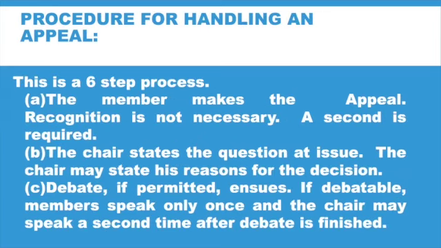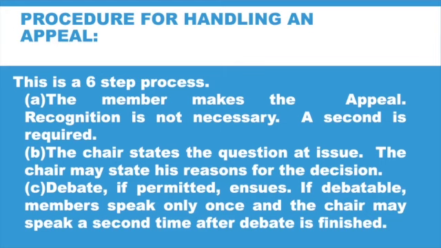So how do we handle an appeal? It's a 6-step process on appealing the decision of the chair. The member makes the appeal. Recognition is not necessary, but it has to have a second. The chair states the question at issue, and the chair, this is one of the few times that the chair can state his reasons for the decision. And this can go now into debate, if permitted.